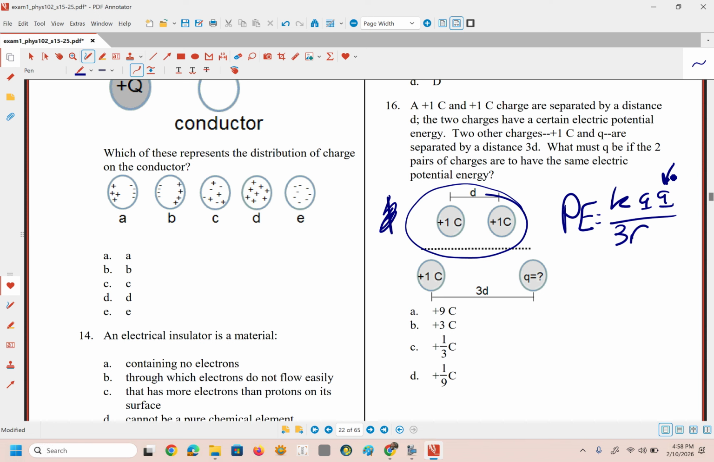Write your equations on these. That'll really help you. And be careful, because there's electric field, that's kQ over R squared, so there's a different relationship. Always write your equation, and then you can write in what the different variables are doing, and it'll help you to see it better on your page.